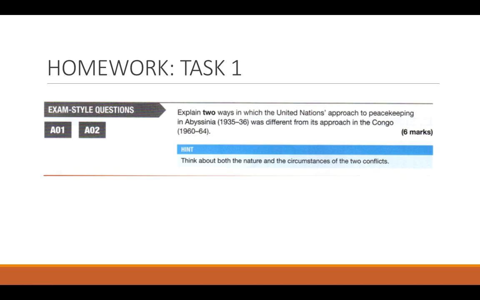Please go the extra mile and research the Israeli-Palestinian war. Number 1, the Korean War. Technically you can use your superpower relations book and revise. And the Congo conflict. Please research it and cement your knowledge. Thank you very much. See you soon.